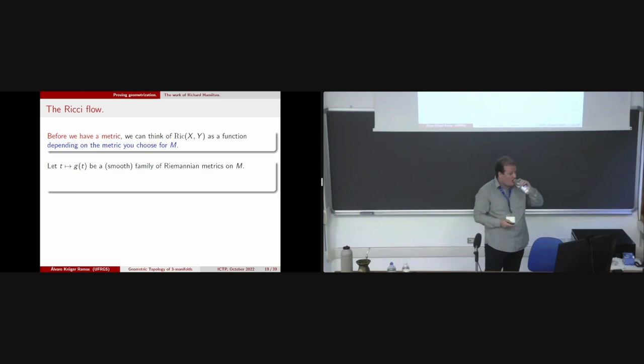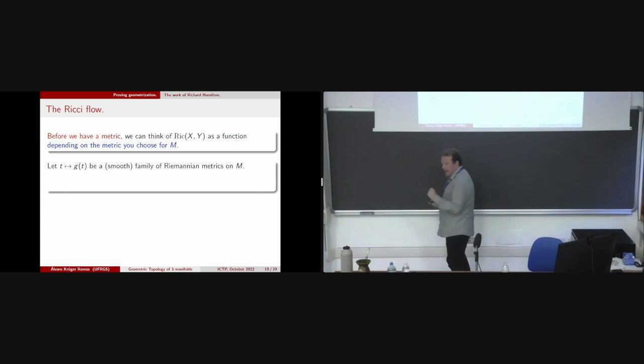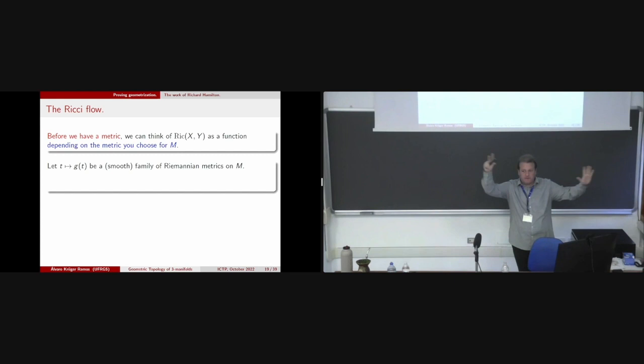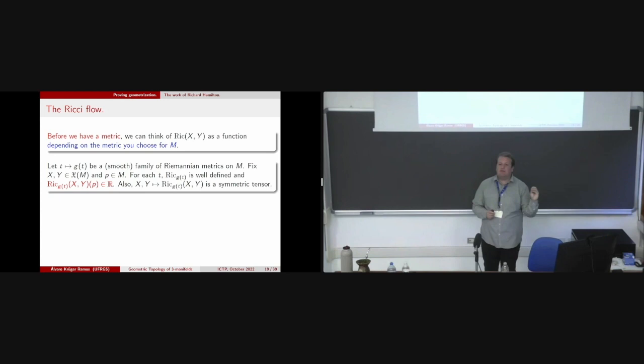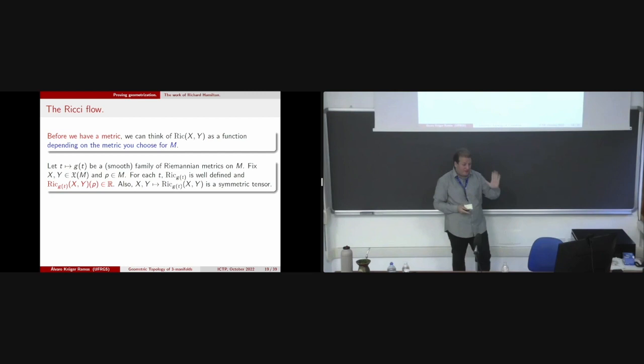Now we have the definition of the Ricci tensor, and we have a smooth family of Riemannian metrics. Think of a family of Riemannian metrics on your manifold. Fix two vector fields and fix a point. So for each t, this is a number: Ricci of x, y on the metric g of t applied at a point. Also, this is a symmetric tensor. It's a little work to prove that this is a symmetric tensor, but it follows from the symmetry of the Riemann tensor. So don't worry about it.